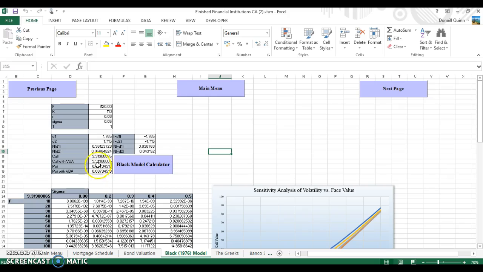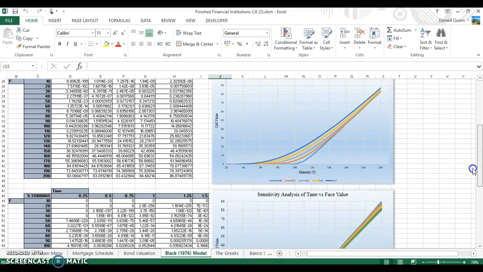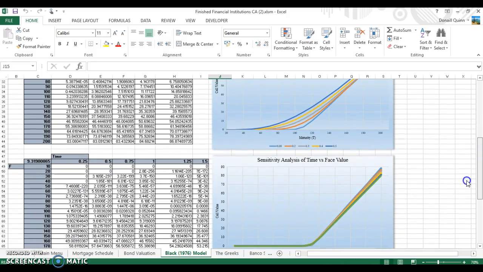The Black 1976 model was then used to calculate the value of a call and put on a bond futures. The parameter inputs are shown here. Sensitivity analysis was then performed on the volatility and time. The two graphs show that as the time and volatility increase, so does the value of the call.